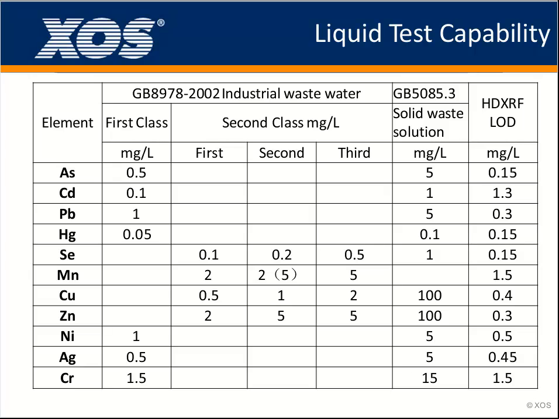And also, we have some liquid test capability. For this unit, it can give elements analysis results for solutions, with LOD in the right column, HDXRF LOD. The number for most of the elements is 0.something ppm level. And we can see in China, for industrial wastewater, there are first class and second class limits. For most of the limits, I think HDXRF can test it well.